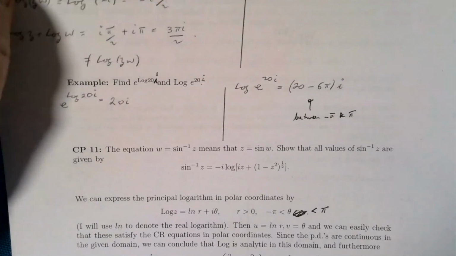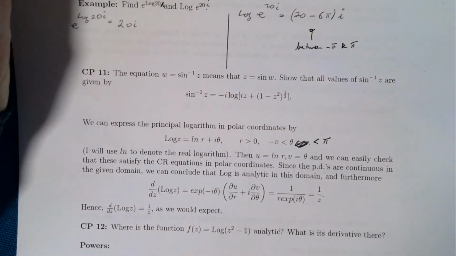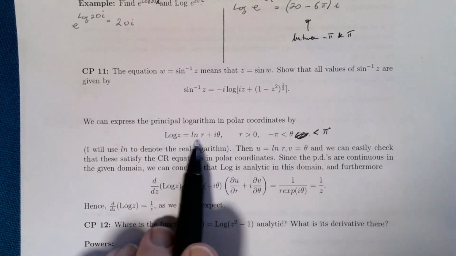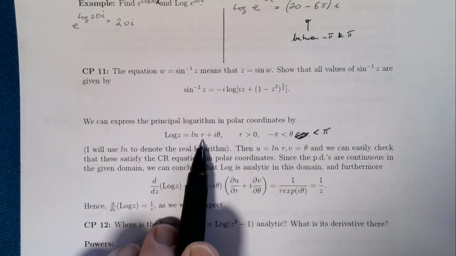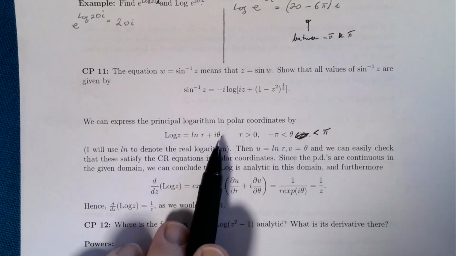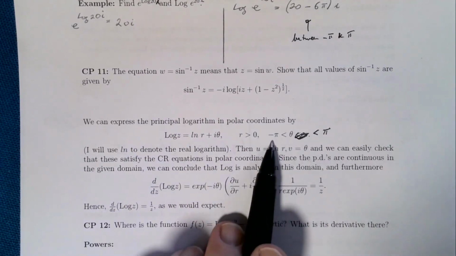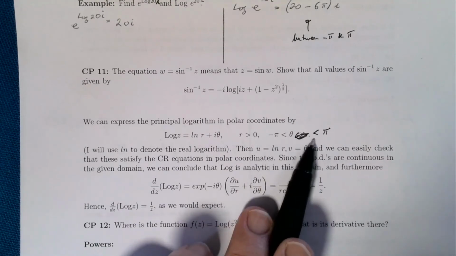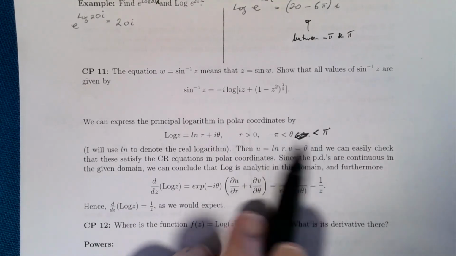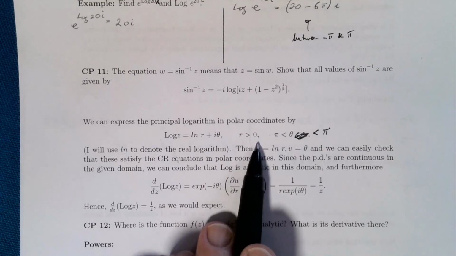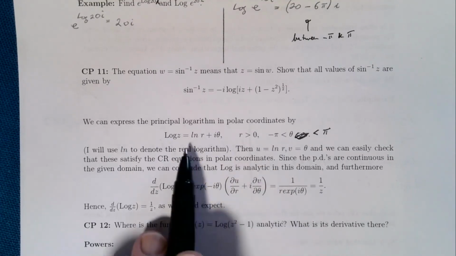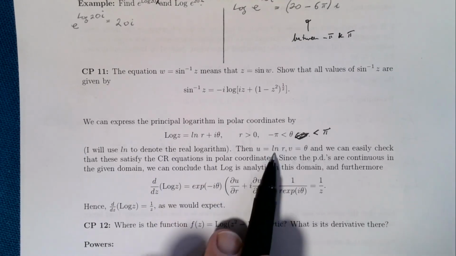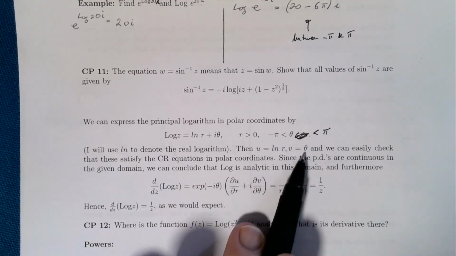Now we can express the principal logarithm in polar coordinates by simply saying that log of z is ln r, where r is the modulus of z, plus i theta, where theta lies between minus pi and pi, and I'm going to make it a strict inequality here, and r is positive. And again, I'm using ln to denote the real logarithm. Then the real part u is ln r, and the imaginary part is theta.